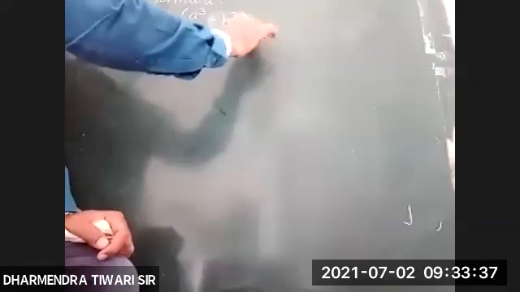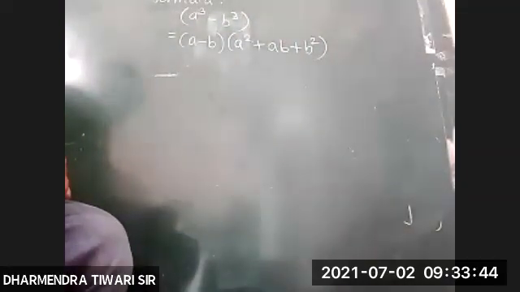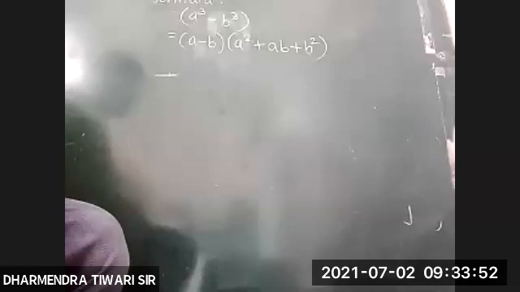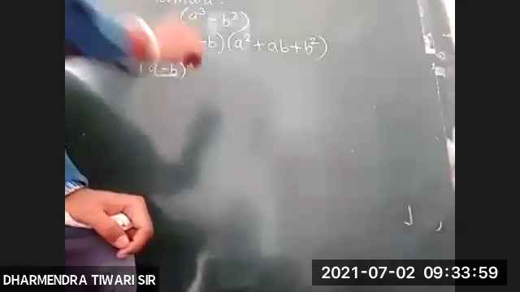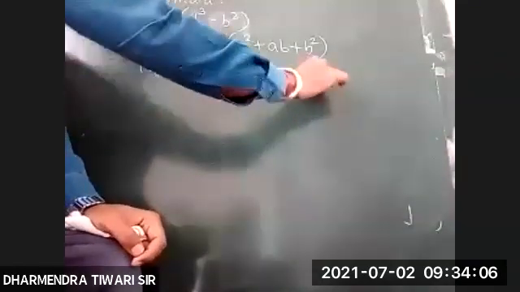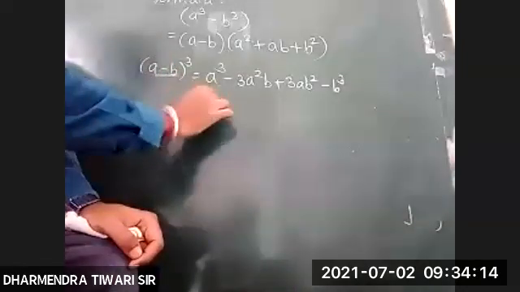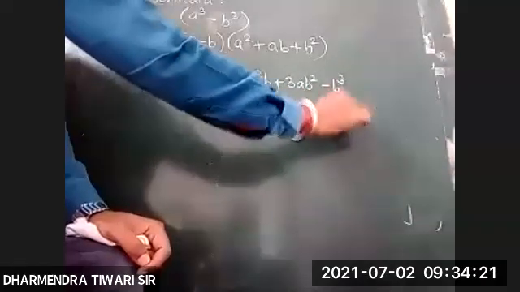The a cube minus b cube formula is (a minus b)(a square plus ab plus b square). This is the formula. As we know, the formula for (a minus b) the whole cube, just write the formula for this: a cube minus 3a square b plus 3ab square minus b cube. So we can write it as a cube minus b cube minus 3a square b plus 3ab square.